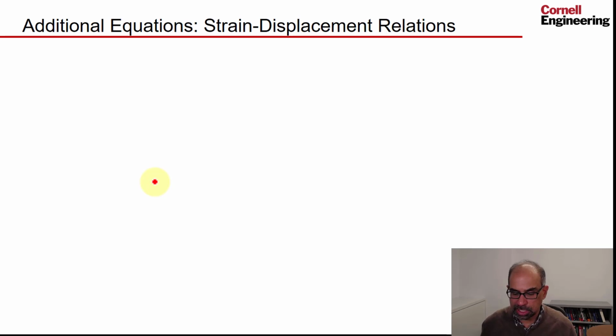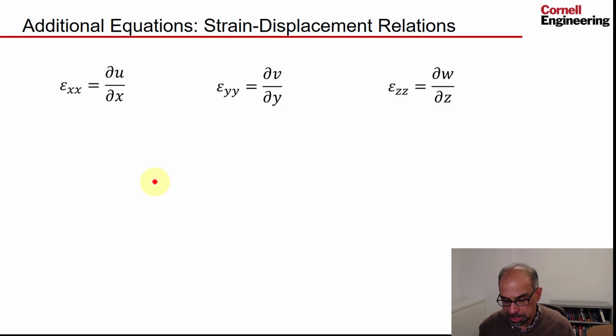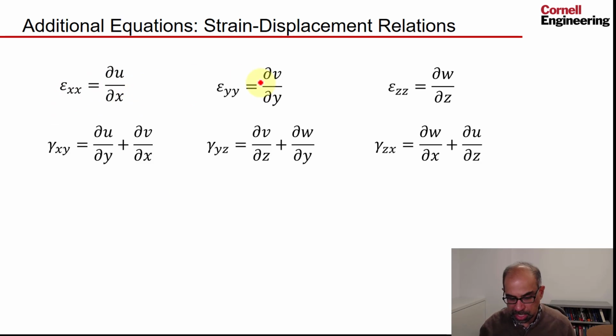another set of additional relations, which I'll get from the strain displacement relations. And so the 3 normal strains are related to the displacements in this way, and the 3 shear strains are related to the displacements. So I have 3 additional unknowns. Think of this as 3 additional unknowns, u, v, w, but I have 6 additional equations. So now my equation set should be closed, and we will take a look at that in the next video.